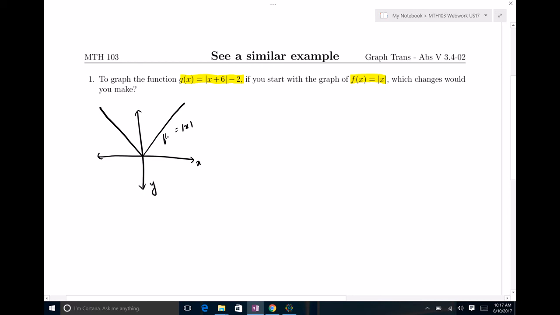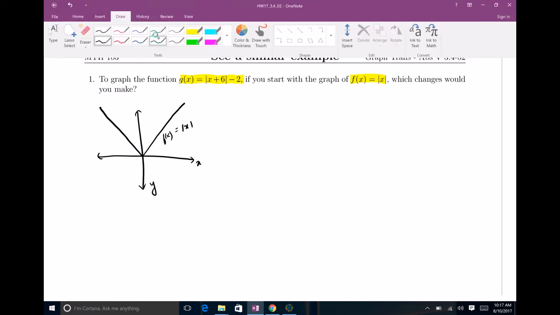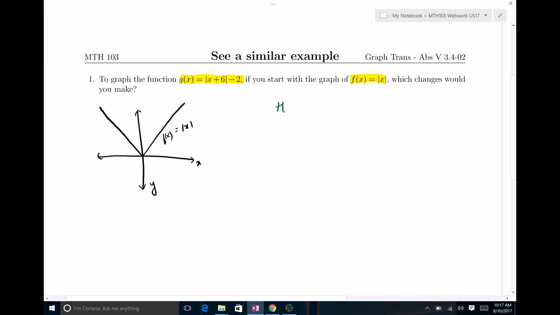This is f of x. Now what I'm going to do is write down the 4 rules, the order in which the graph transformation happens. We want to remember these terms H, S, R, V. H: we first check if there's a horizontal shift, and the horizontal shift is indicated by either an x plus some constant or x minus some constant.